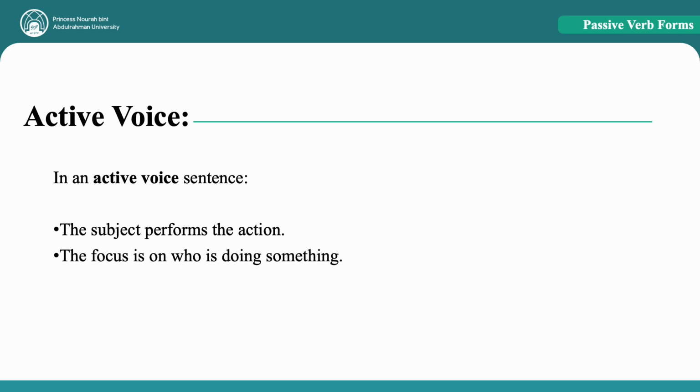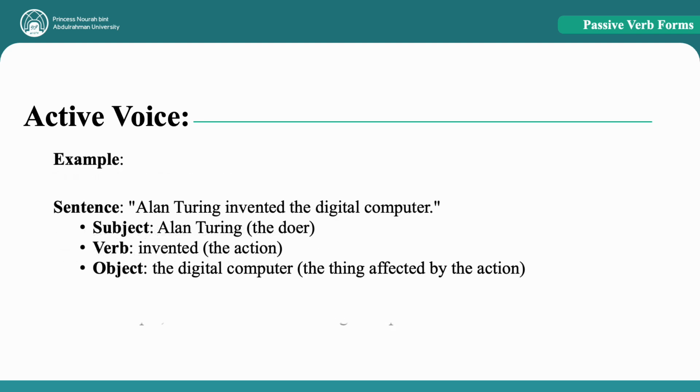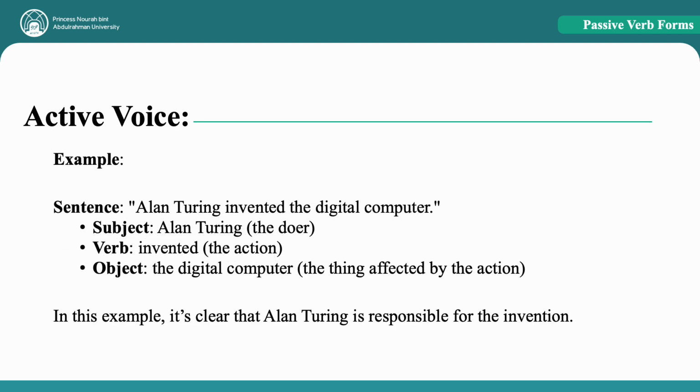In an active voice sentence, the subject performs the action. The focus is on who is doing something. Example, the sentence is, Alan Turing invented the digital computer. The subject is Alan Turing, the doer. The verb is invented, the action. The object is the digital computer, the thing affected by the action. In this example, it's clear that Alan Turing is responsible for the invention.